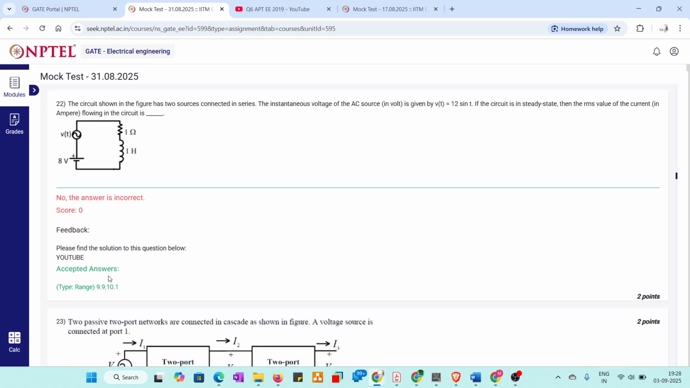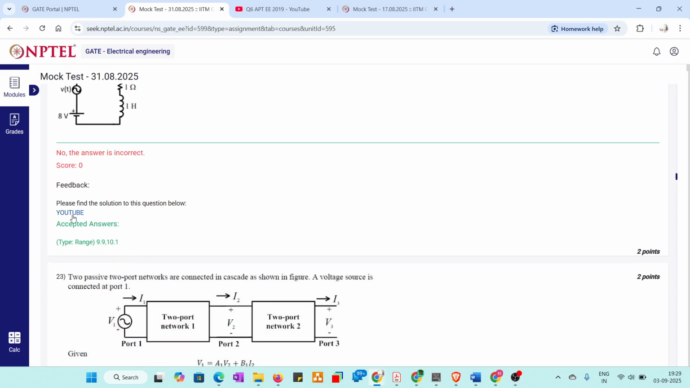Next, coming to this one, fill in the blank question. So you can see two sources connected. The instantaneous voltage. Okay, that's this question is coming to the electrical networks. So the RMS value of the current in following circuit. So the accepted answer is 9.1 or 10.1. Okay, in the range between. So here is the solution also given through the YouTube link.